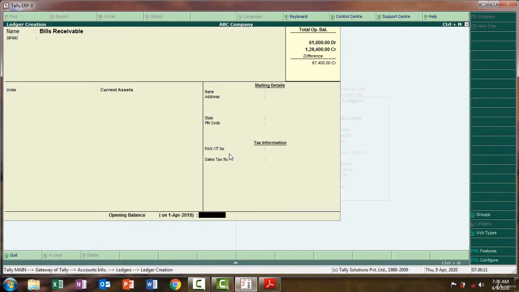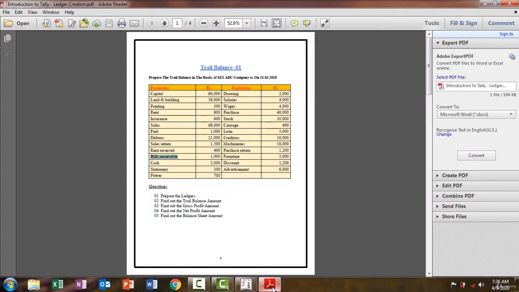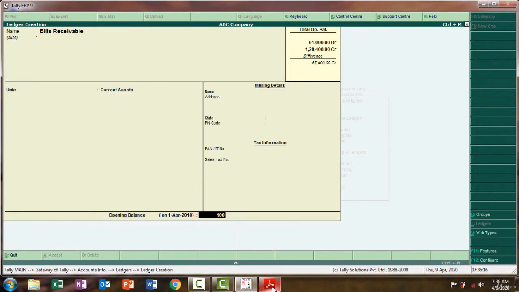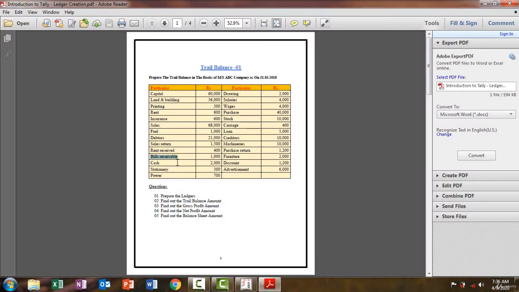And then the amount is 1000. I'm going to type 1000. The assets account is always debit. And then the next one is cash.